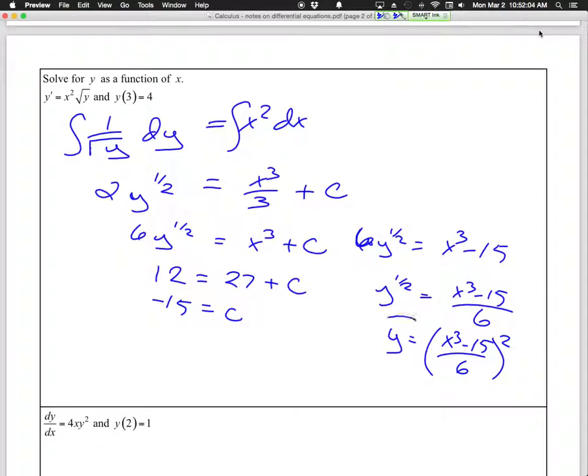Now, what are 2 things that I should be able to do with that to make sure I did this correctly? Take the derivative, and I should end up with what we started with. I should be able to plug in my x value and get a y value of 4. So if I plug in 3, 3 cubed is 27, 27 minus 15 is 12, 12 divided by 6 is 2, and 2 squared is 4, which is what I was supposed to get. So that's a little check you can do to make sure you're doing things right.